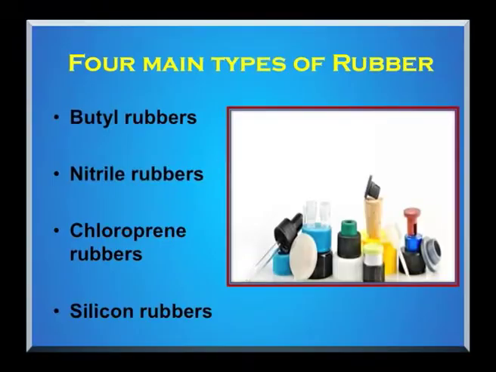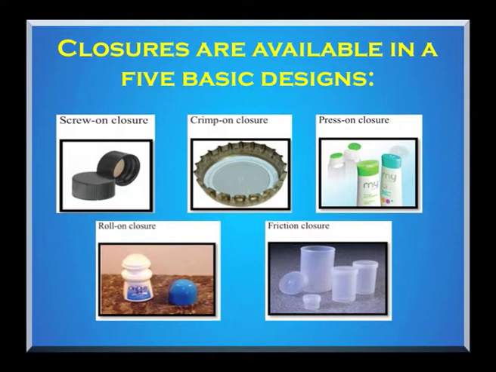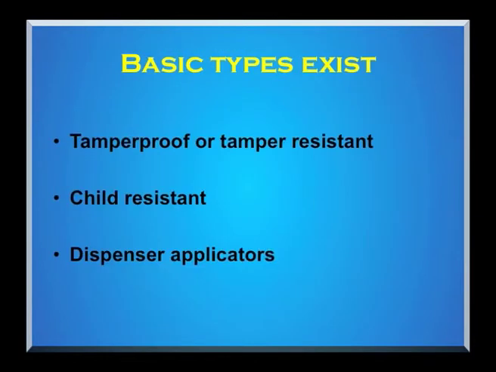There are four main types of rubber which are used in pharmaceuticals. The first one is butyl rubber, the second one is nitrile rubber, the third one is chloroprene rubber and the fourth one is silicone rubber. Closures are available in five basic designs. The first design is screw on closure, the second is clamp on closure, the third is press on closure, the fourth is roll on closure and the last one is friction closures. Many variations of these basic types exist, that include tamper proof or tamper resistant, child resistant and dispenser applicator.